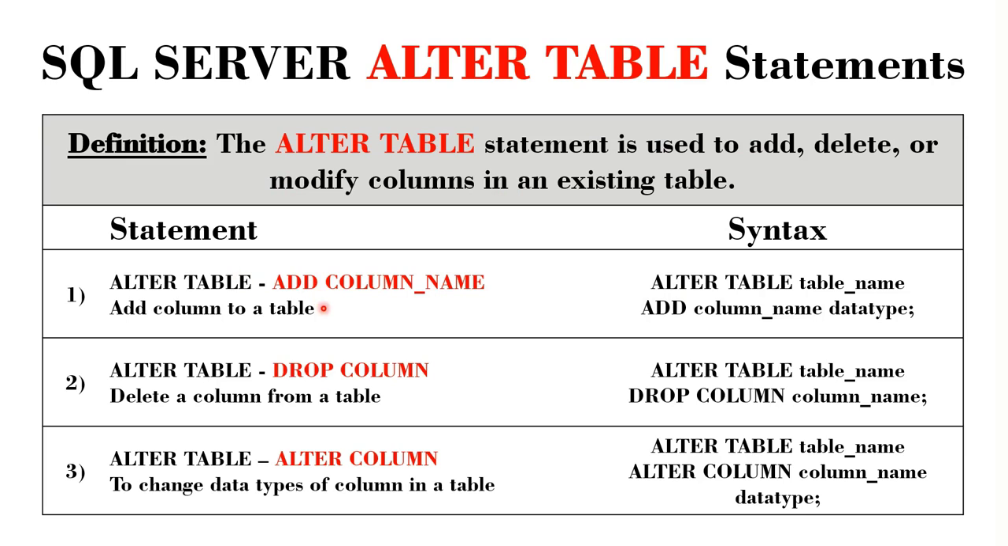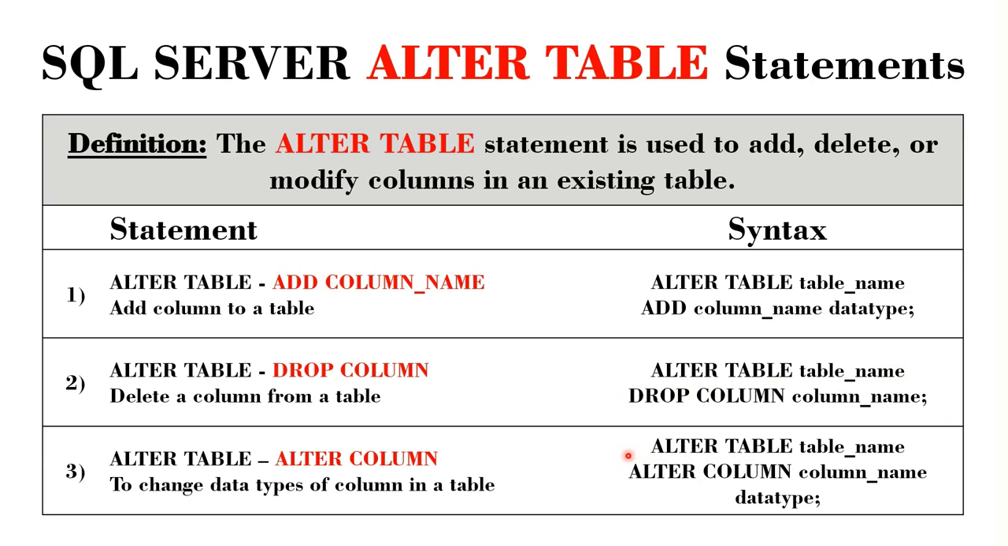So if you want to add a column to a table, you need to write out the word alter, the word table, provide the name of the table, and then type out the word add, provide the column name, and the data type of that column. If you want to drop a column, you type out the word alter, table, and then you provide a table name, drop column, column name.